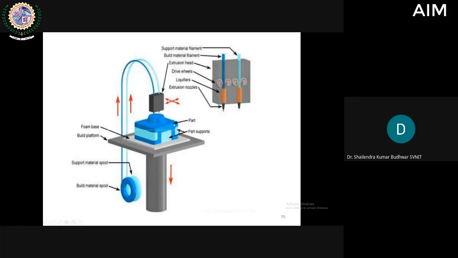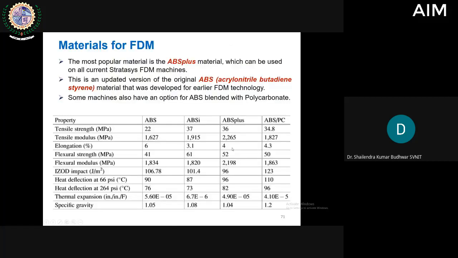So as per the G-code file of that final part, the extruder will move on the build platform and deposit the build material as well as support material in the form of layers. And after completion of one layer, either the build platform will move in the downward direction or the extruder will move in the upward direction equal to one layer thickness. The most popular material is ABS plus, which can be used on all current FDM machines.